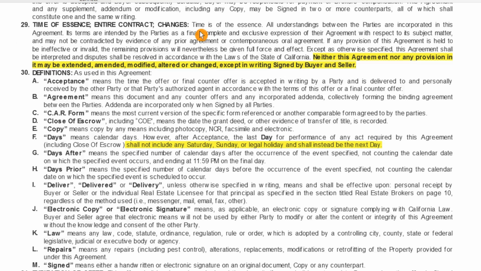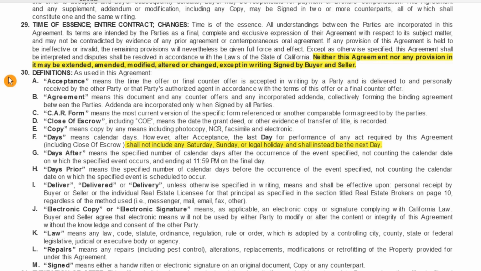But time is of the essence. All understandings between the parties are incorporated in this agreement. And finally, it says that neither this agreement nor any provision in it may be extended, amended, modified, altered, or changed except in writing, signed by both buyer and seller. Once again, like I said earlier, if it isn't in writing, it doesn't exist.